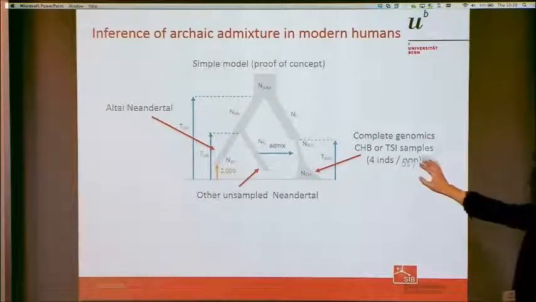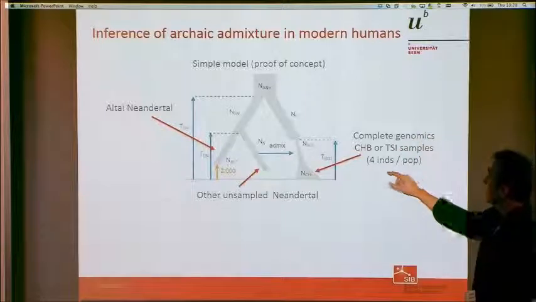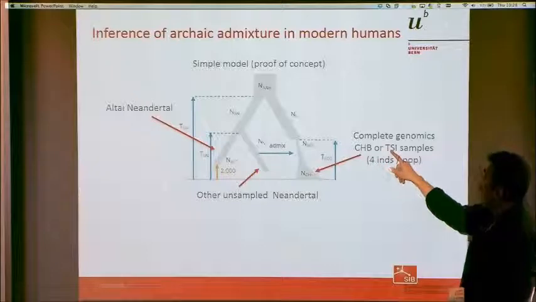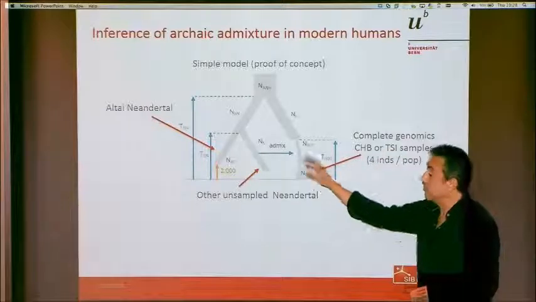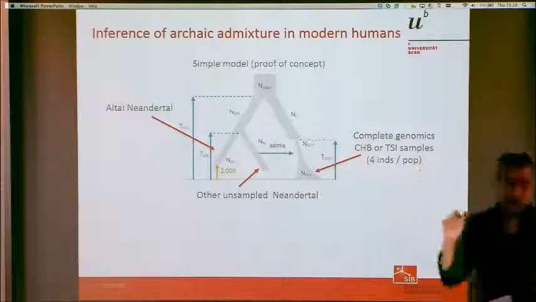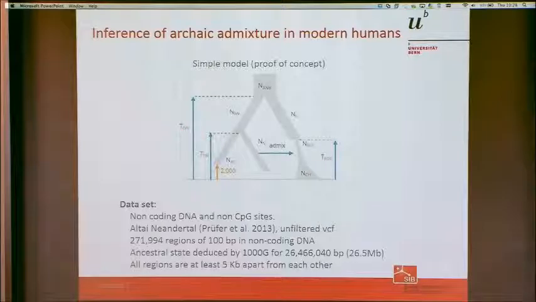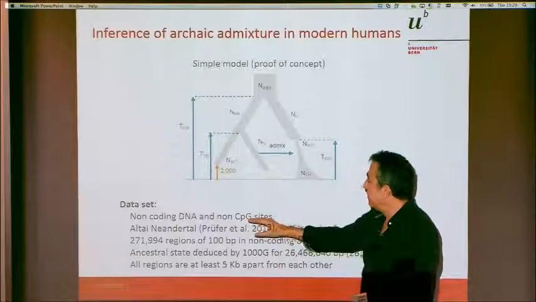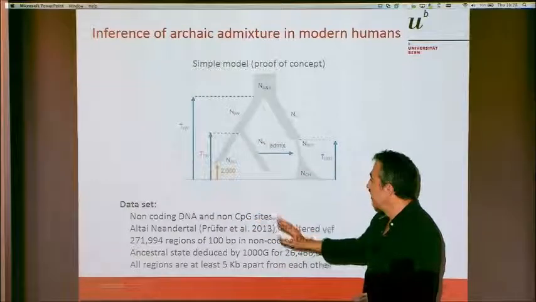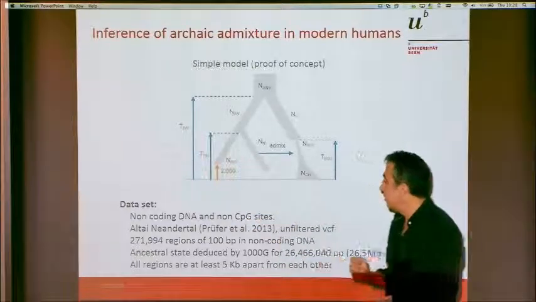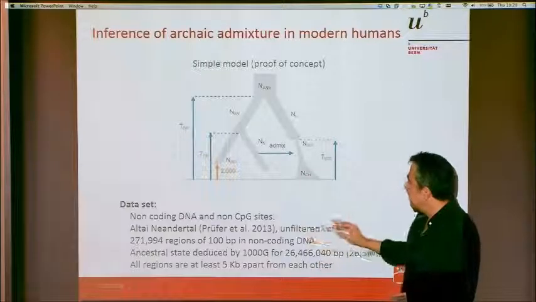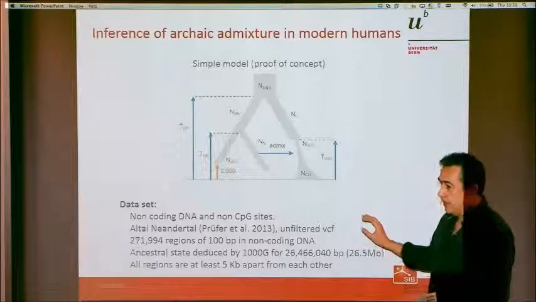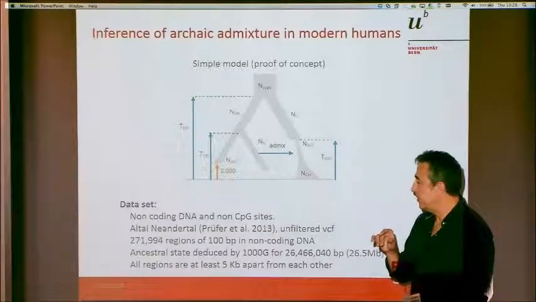And for this, we are using some data set that comes from Complete Genomics again, and we are using two samples, either the Chinese or the Tuscany sample. Each time we estimate parameters using either one or the other population. For this data set, we have used only non-coding DNA and non-CpG sites. We have used this Altai Neanderthal, and actually in this case, that's something that we are working on, we just use the unfiltered VCF files. So we have been discussing these issues.